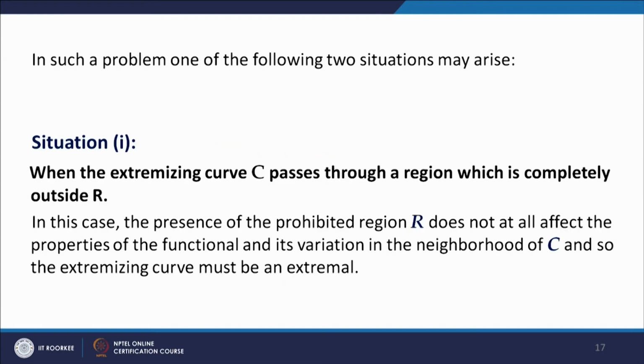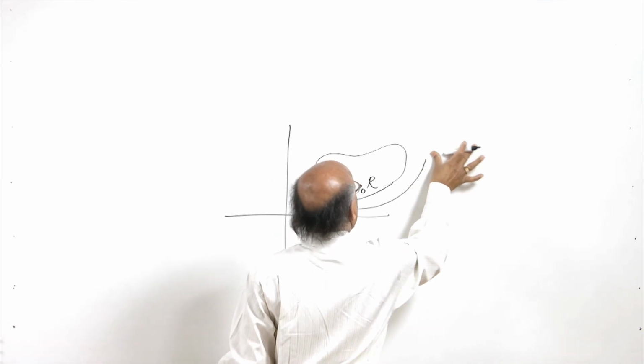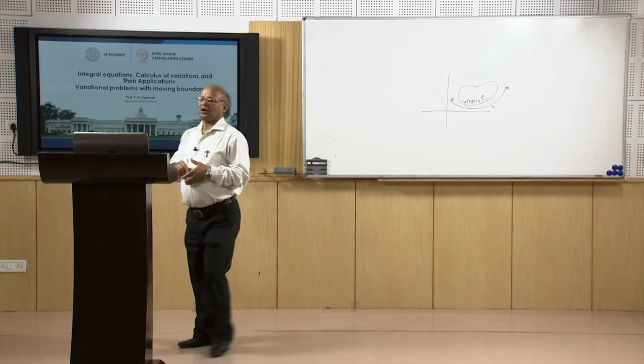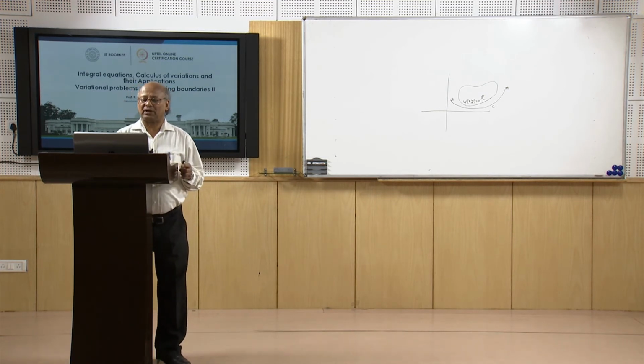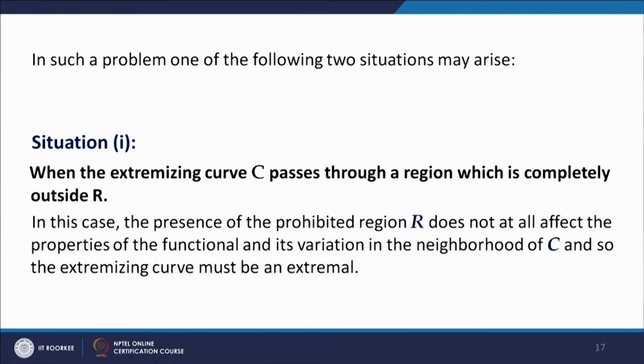So what we will have in such a problem, one of the following two situations may arise. First situation is when the extremizing curve C passes through a region which is completely outside R. For example, like this. So this curve C completely lies outside the region R. Okay, so when the extremizing curve C passes through a region which is completely outside R, in this case the presence of the privileged region R does not at all affect the properties of the functional and its variation in the neighborhood of C, and so the extremizing curve must be an extremal.